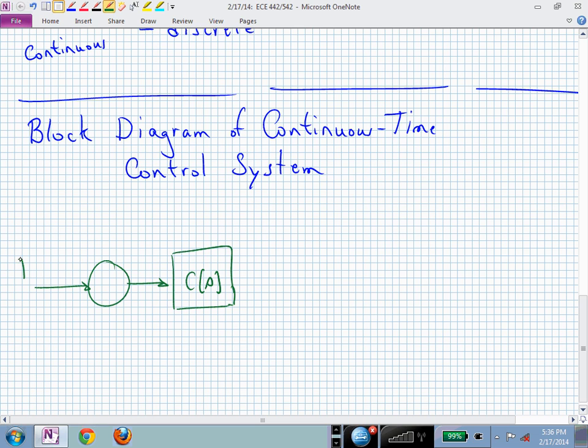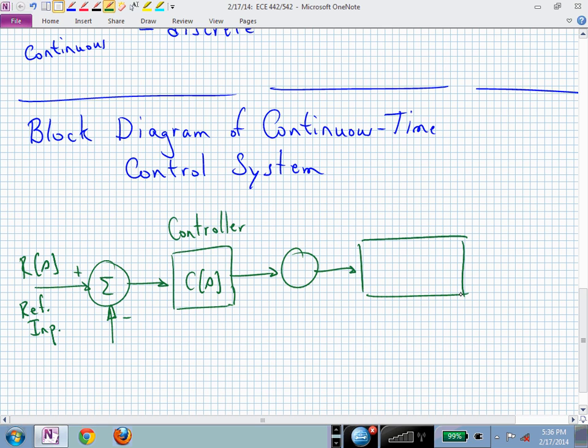Here is our reference input, R of S. And that then, when it gets compared to, and let's say I have negative feedback, a signal that's maybe related to our output, and we'll have to clean that up in a minute. But here is then the controller. You may or may not feel comfortable with that as a transfer function in terms of designing it. If you've already had a controls class, you maybe know what that capital C of S is. If not, stay tuned. We'll figure out how to do that.